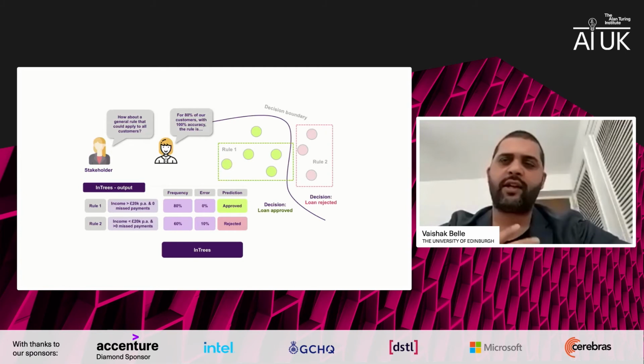So for instance, there's a technique called INTREES, which tries to look at the model globally and extract certain rules, which you can pass on to the stakeholder. For instance, it might say that if the income is greater than 20,000 an annum, and this person has not missed any payments, then it's very likely that the loan would be approved, right?